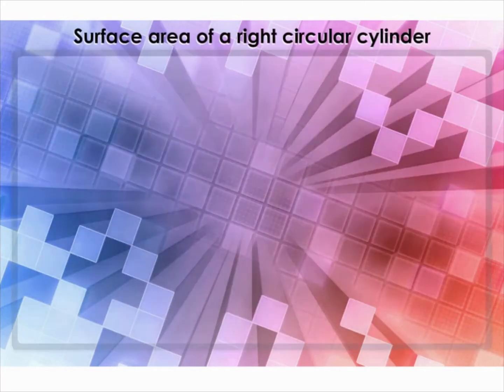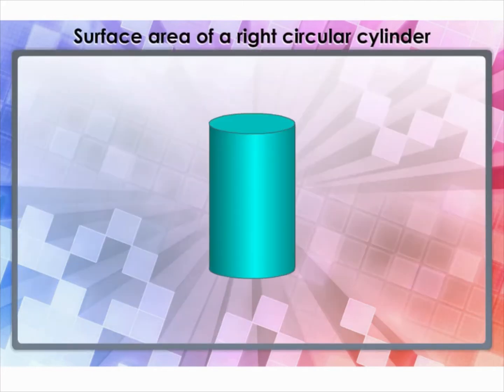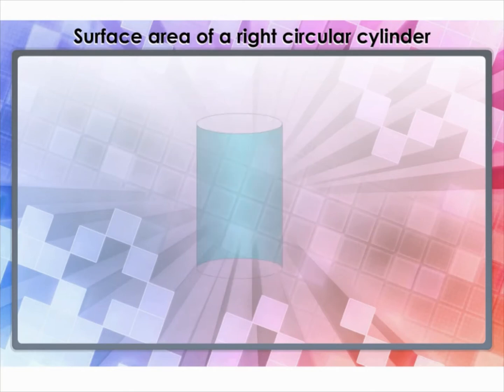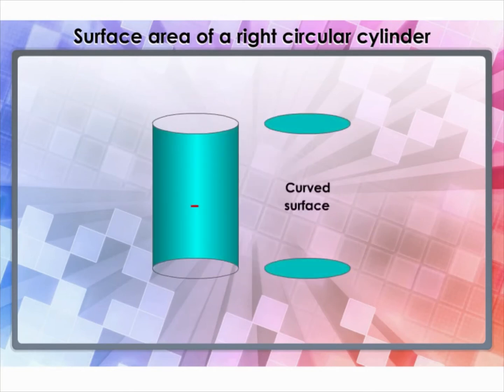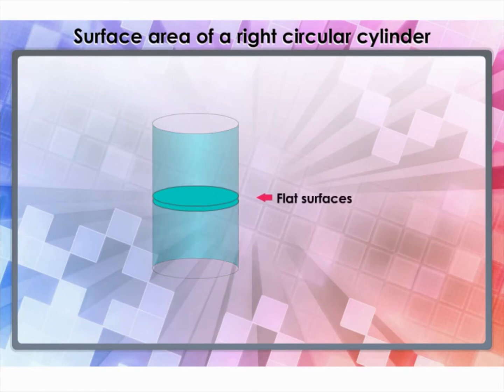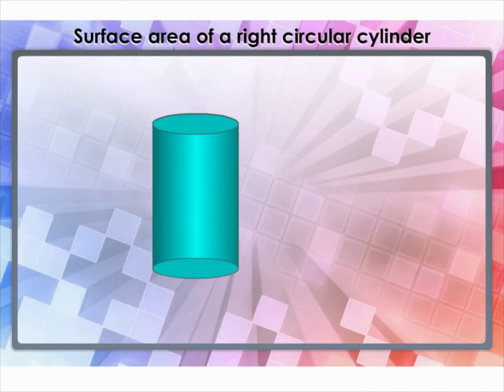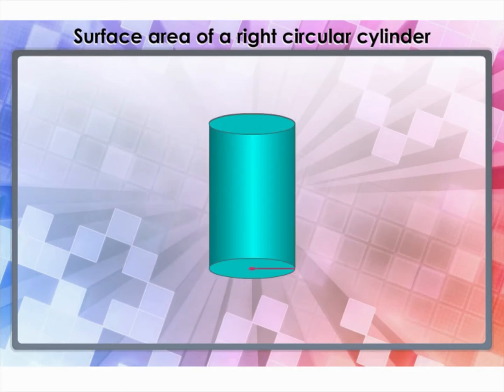Surface area of a right circular cylinder. A cylinder can be defined as a solid figure that is bound by a curved surface and two flat surfaces. A flat surface is made up of two congruent circles that are parallel to each other. These flat surfaces are called the bases of the cylinder. The radius of the circle is the radius of the cylinder. The perpendicular line that passes through the centers of the two circles is the height of the cylinder.